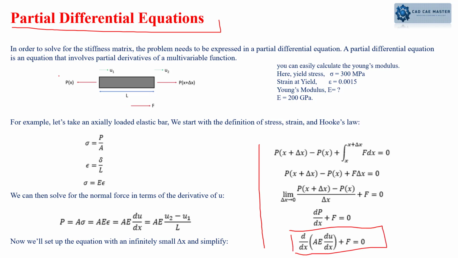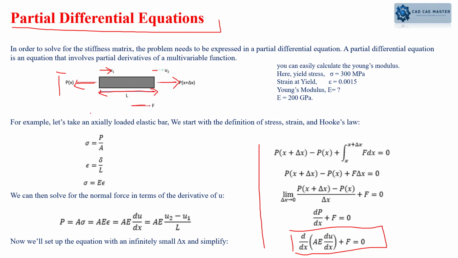So if we consider this scenario, in order to solve the stiffness matrix, the problem here is explained. I'm going to apply the axial loads along x and x plus delta x direction. This is the overall length L, and we have the displacements u1 and u2 and the loading condition.